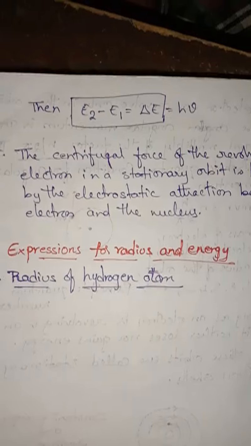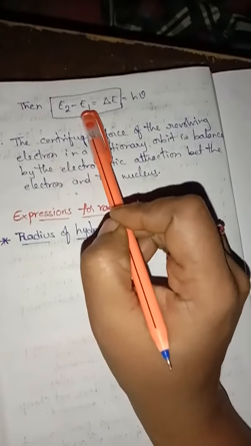Understand, children? Then E2 minus E1 equal to delta E, that is equal to h nu. So the energy of the orbit is related to its size. The lowest energy is found in the smallest orbit, that is denoted as E1. The highest energy is found in the higher orbit, the largest orbit, that is E2.